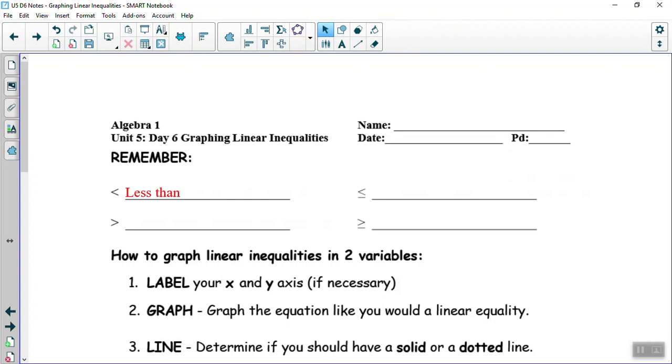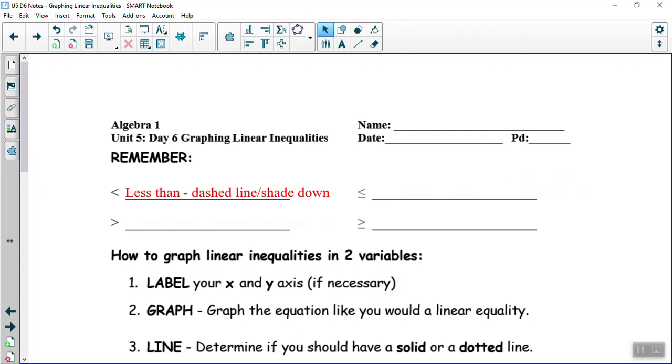And then we're going to do some shading. So our shading, when it's less than, means we shade down or below the line. Okay? This is all going to be in relation to the y-intercept. Everything has to be, or the y value, everything has to be below the y value.